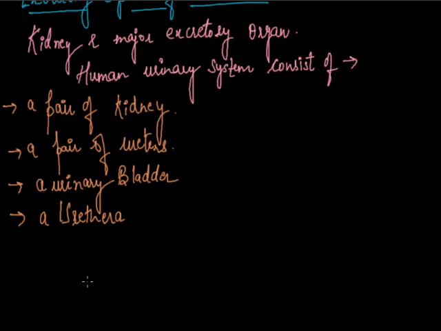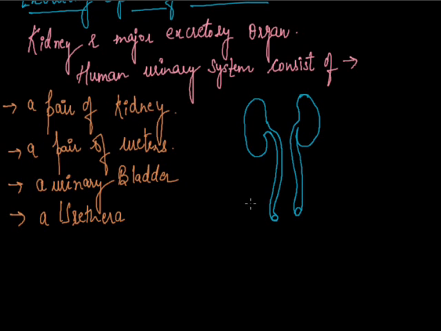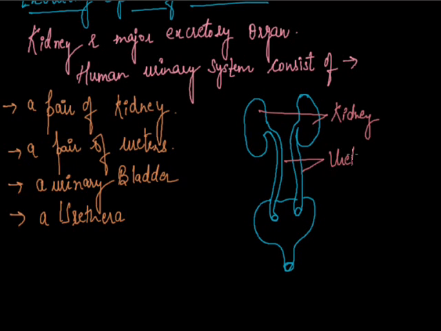So I would like to show you in the form of a diagram. These are the kidneys from which the ureters are coming. This is the second kidney. These are two kidneys. This is the urinary bladder. So these are the pair of kidneys. These are two ureters. This is the urinary bladder, and this single opening is the urethra.